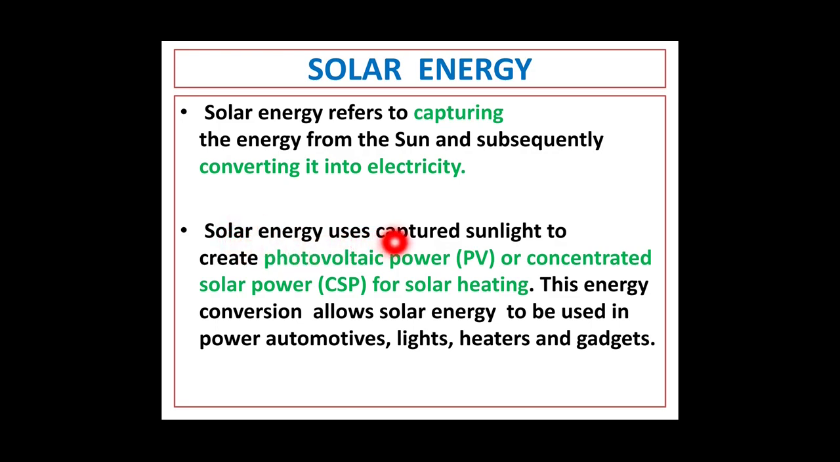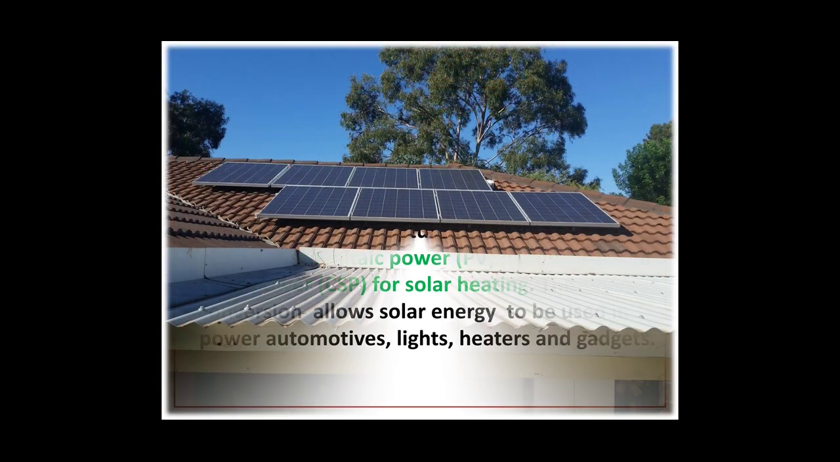Solar energy uses captured sunlight to create photovoltaic power, that is called PV, or concentrated solar power, that is CSP, for solar heating. This energy conversion allows solar energy to be used in automotives, lights, heaters and different gadgets. So like this, the technology is already there, well developed. In India also it is well developed, so we can harness this source of energy, that is solar energy.